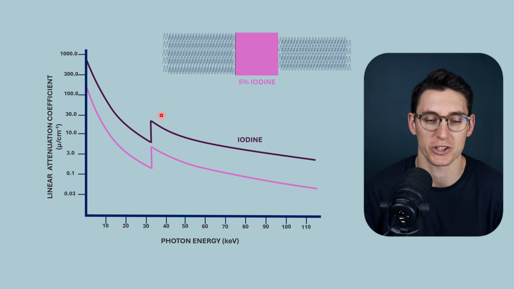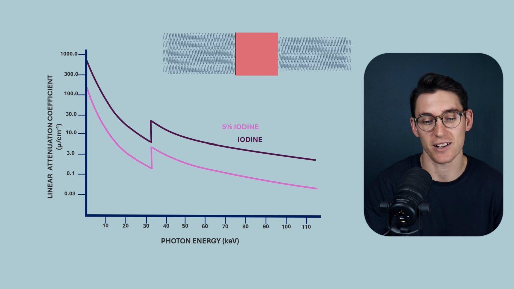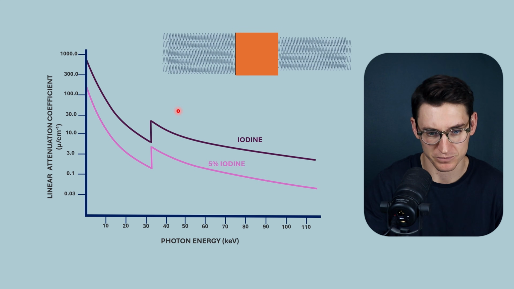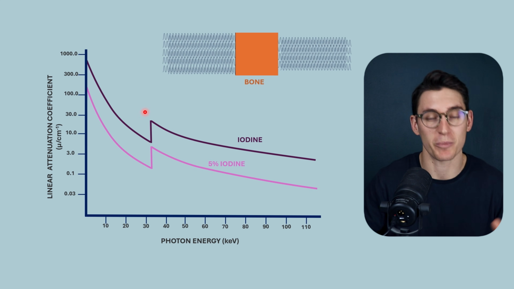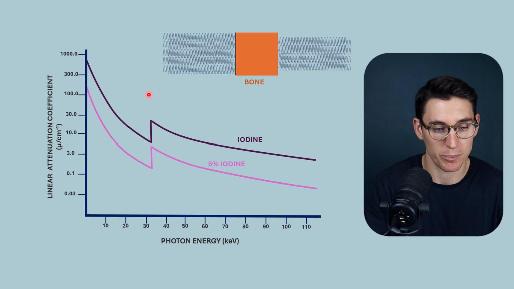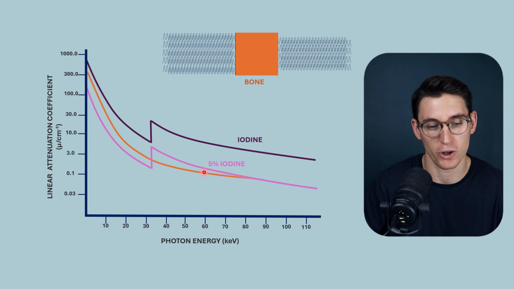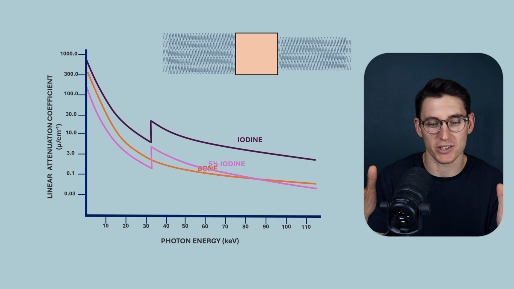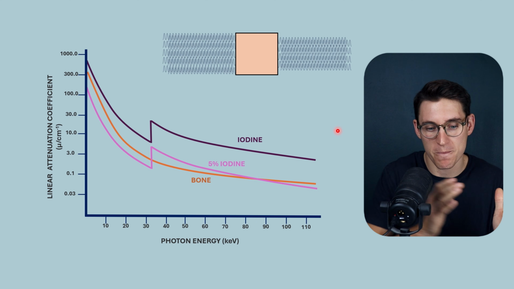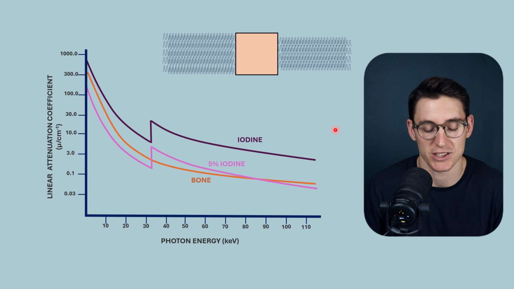Let's look at another tissue. Now let's say we're looking at bone here. Bone is going to have a completely different profile to iodine. It doesn't have this K edge here. The average atomic number of bone is going to be much lower, probably 7 or 8. So if we plot the linear attenuation coefficient for bone, we can see what happens here. We've got 3 very different attenuation coefficient profiles for differing incident photon energies.